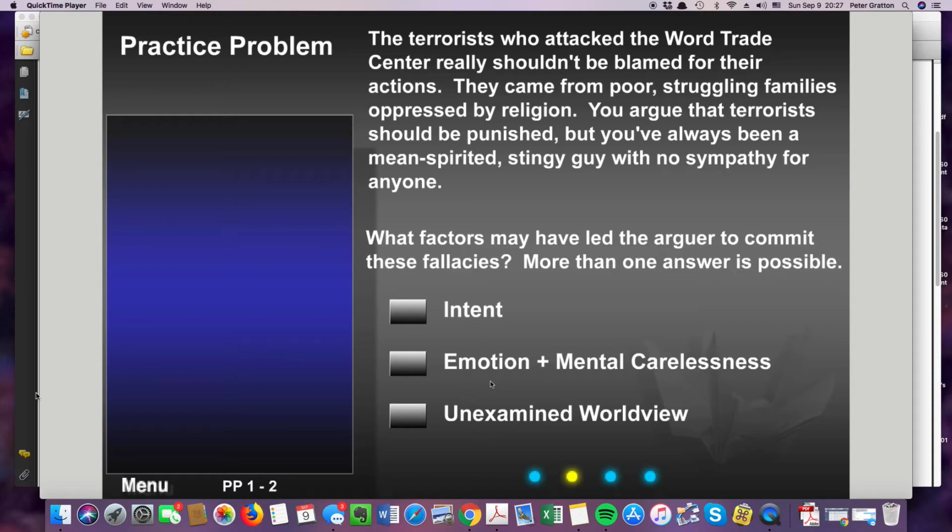In other words, he or she feels emotionally that they should be able to download this music, and it's nothing compared to other kinds of crime, right? So you've got intent, right? The arguer wants to dispense with his opponent's argument so he can continue stealing music from the web. Let's see, and that's good enough for them.